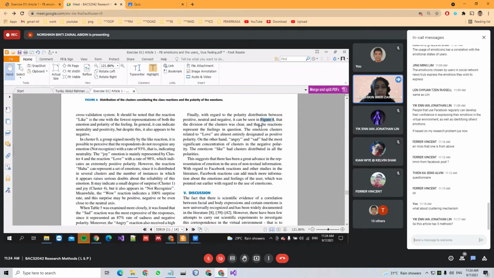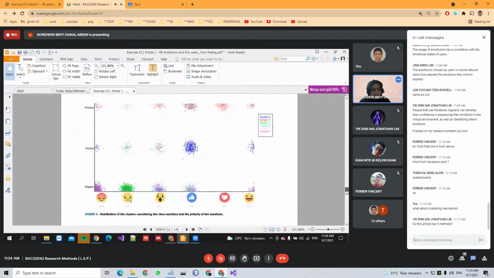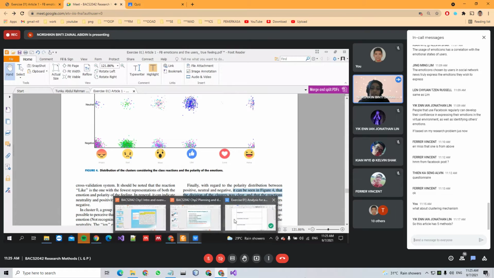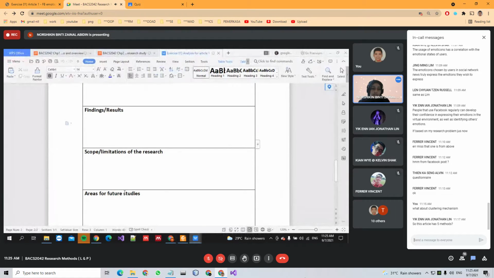Like I said, for your hypothesis, you need to justify or prove why it is accepted or why it is rejected. So for this part, they state the reason the hypothesis is accepted, referring to figure 4. This figure. That is the result for this research, that the reaction represents the feeling in question. So that's the output, or the research result.